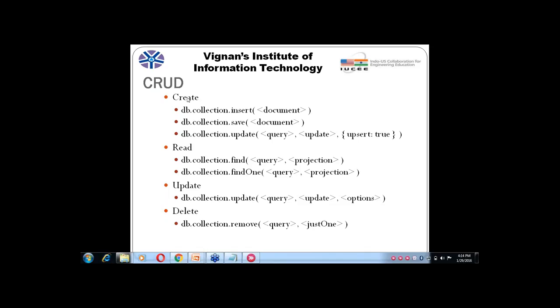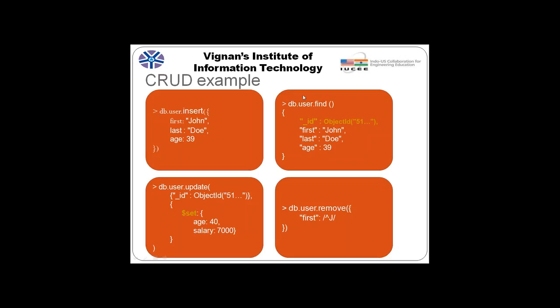Short and sweet once again. For creation, I'm going to use insert, save and update. For reading, we're going to use find. Find means I want all. Find one means you are requesting one row. And update means I want to update. For delete, I'm going to use remove. So the CRUD operations are as simple as SQL. And how we are going to implement this, we are going to implement like this.